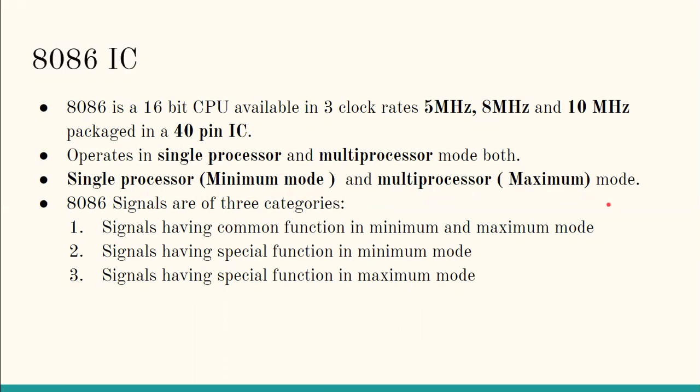Now, if we will see the functions of these 40 pins of the 8086 IC, the signals are divided into 3 categories. The first one is the signals having common functions in both minimum and maximum mode. There are some signals which have special function in the minimum mode and the signals which have a specific function in the maximum mode. So we will see all these signals one by one.